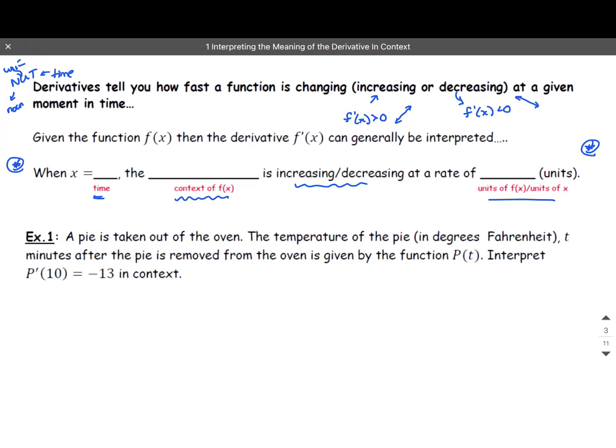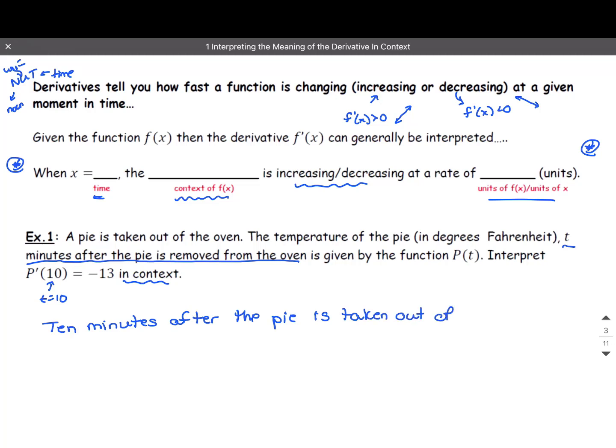Let's see if we can do an example. A pie is taken out of the oven. The temperature of the pie in degrees Fahrenheit, t minutes after the pie is removed from the oven, so the time is the minutes after the pie is removed from the oven, is given by the function p of t. Interpret p prime of 10 equals negative 13 in context. So here, our t is 10, which means that is 10 minutes after the pie is taken out of the oven. And all I've done so far is tell you the when.